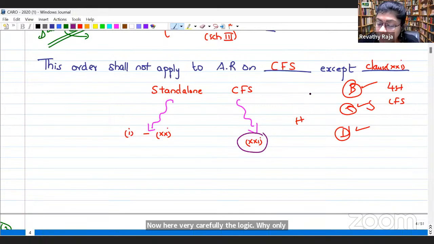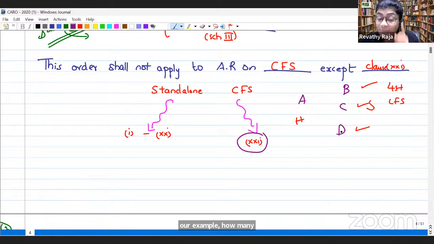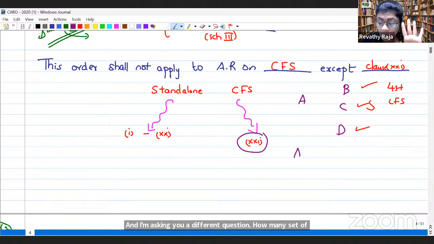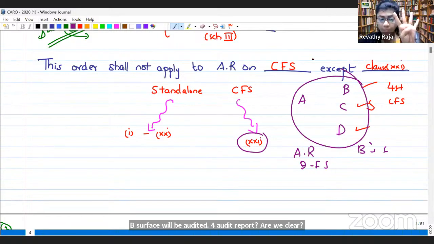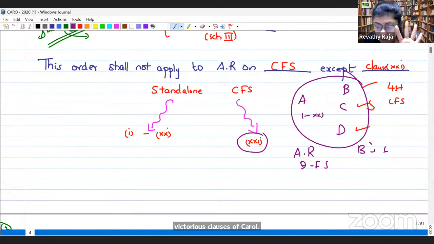In our example, how many sets of audit report will be there? I'm asking you a different question. How many sets of audit report will be there? 5 audit reports. How 5? A's FS will be audited. B's FS will be audited. C's FS will be audited. D's FS will be audited. 4 audit reports. Are we clear? Now, these 4 audit reports of standalone FS will have which clauses of CARO? 1 to 20. Are we clear with it? These 4 standalone will have 1 to 20 of CARO.